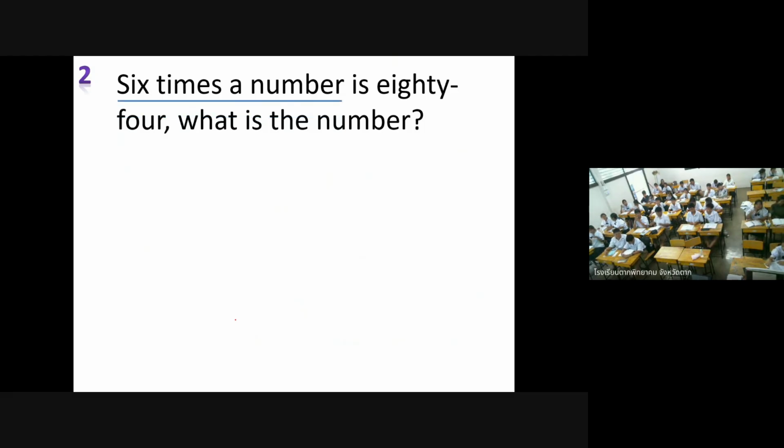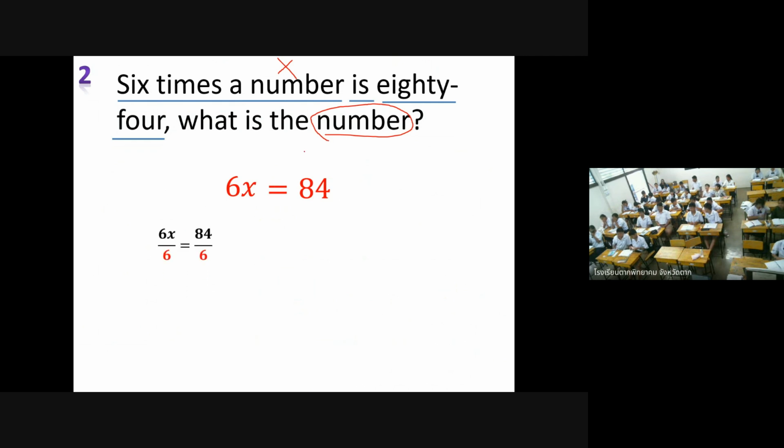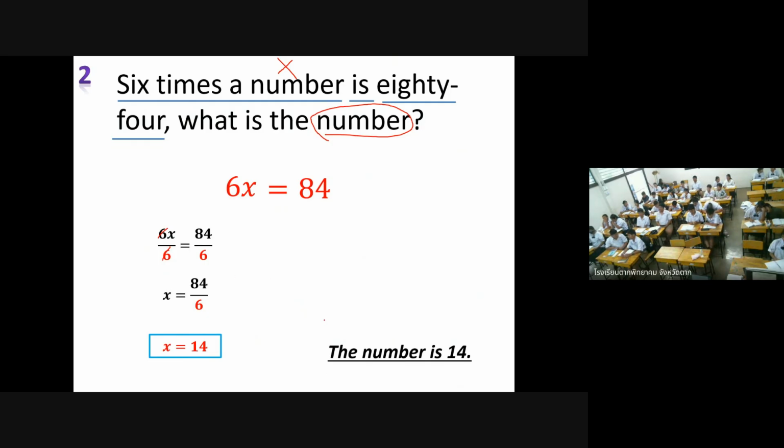6 times the number, 6x. Is 84. Now, the question is, if the number is x, what is the number? What is x? So we're going to solve. So x is equal to 84 over 6. And what is 84 over 6? 14. The question is, what is the number? The number is 14. This will be your answer.